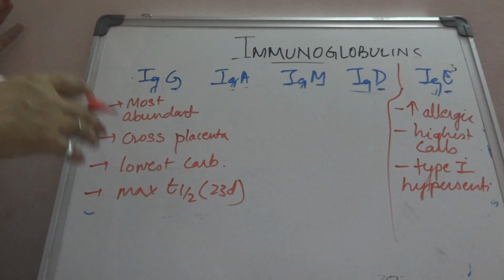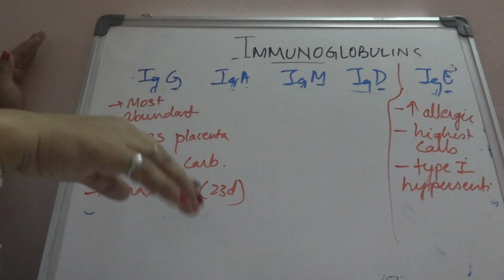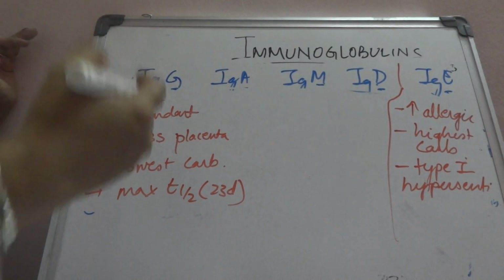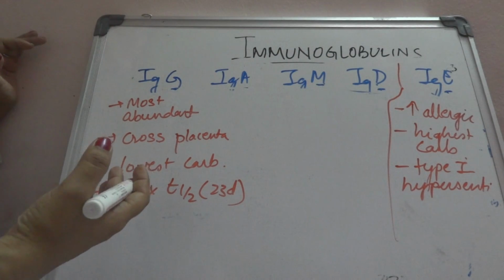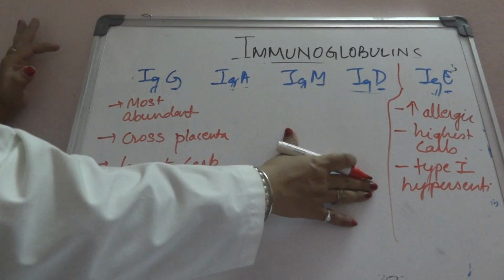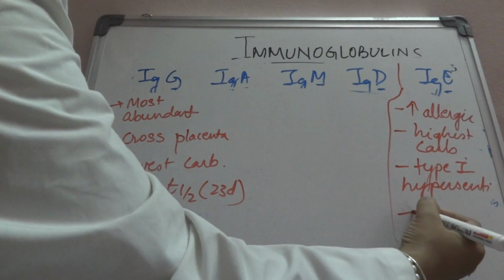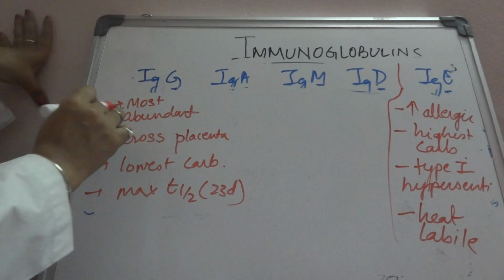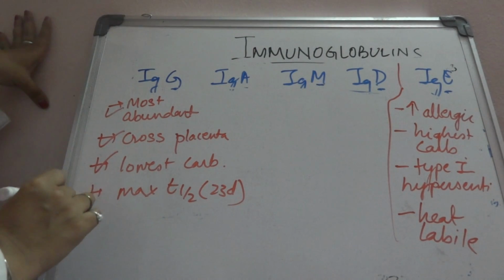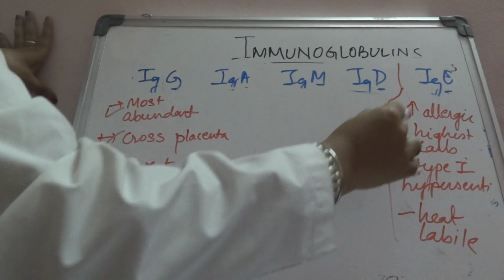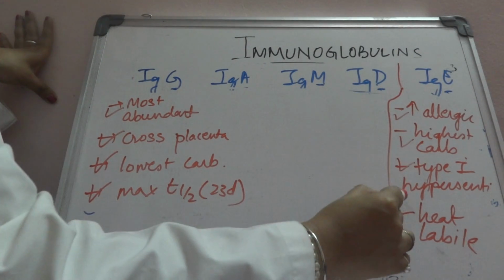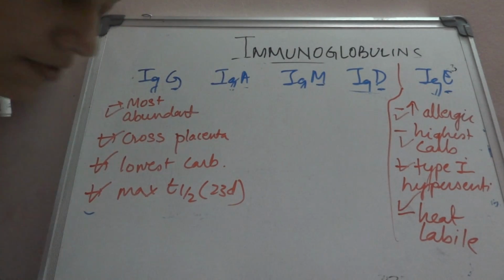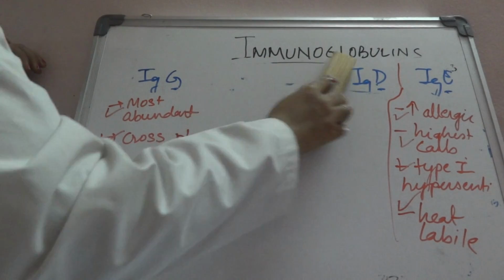See, immunoglobulin is a topic present in biochemistry, in microbiology, in all the other subjects. It somehow comes. The MCQ will keep on repeating in whichever year you are preparing for pre-PG. So IgE is increased in allergy, highest carbohydrate, type 1 hypersensitivity, and it has the lowest level. IgG is most abundant, crosses placenta, lowest carbohydrate content, maximum half-life. So this is what we have seen till now.